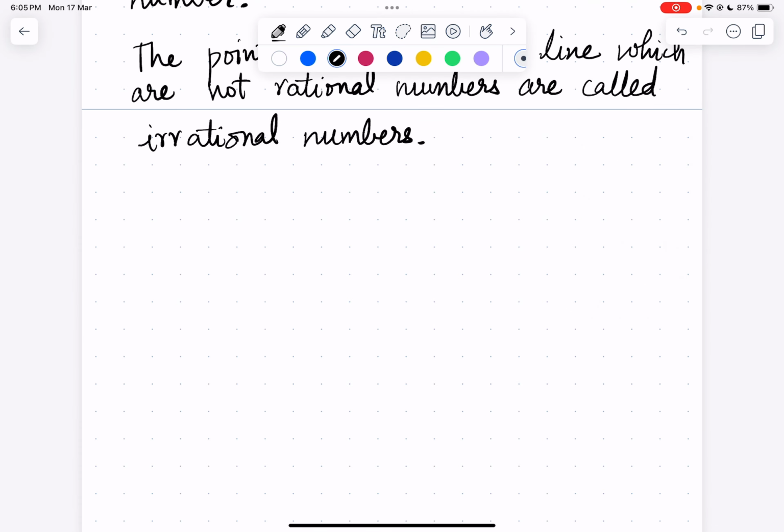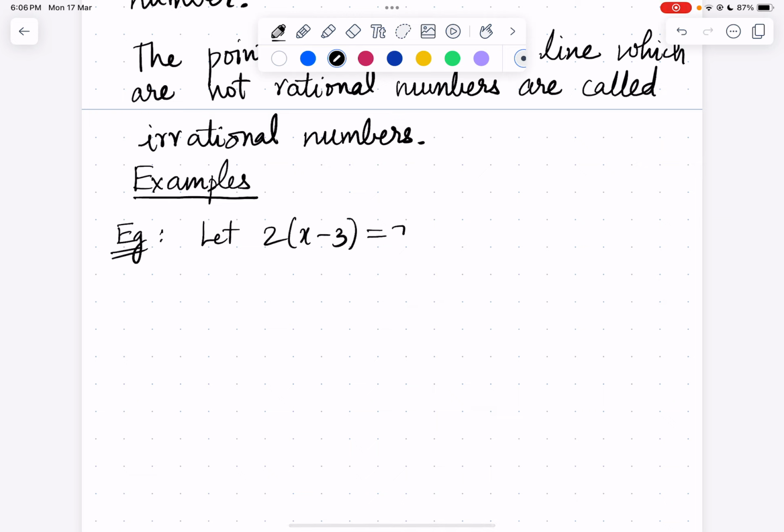Okay, let's continue. Examples. So an example is, let 2 times (x minus 3) equals 7 for some rational x. Then what is x?